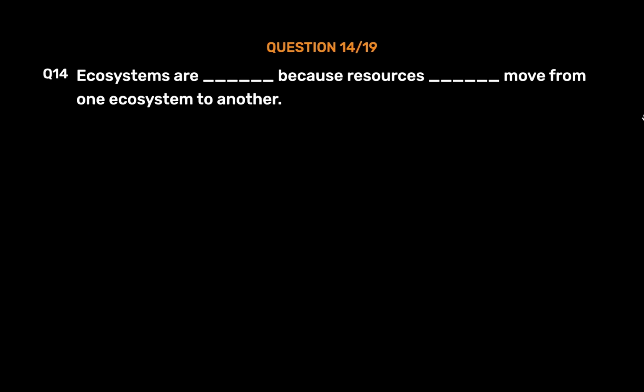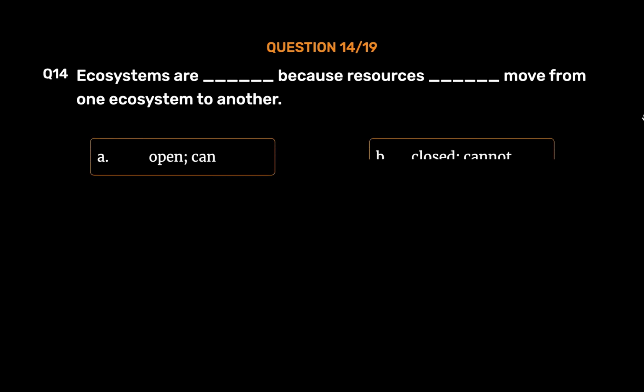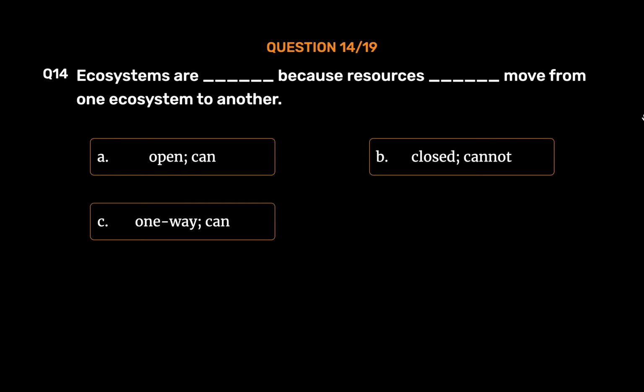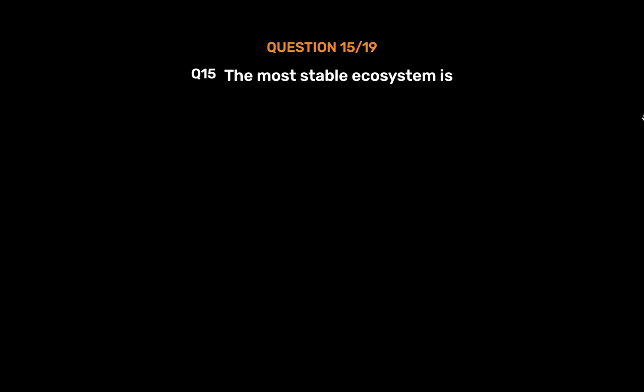Question number 14. Ecosystems are understood because resources move from one ecosystem to another. Option A. Open, can. Option B. Closed, cannot. Option C. One way, can. Option D. One way, cannot. The correct answer is Option A. Open, can.